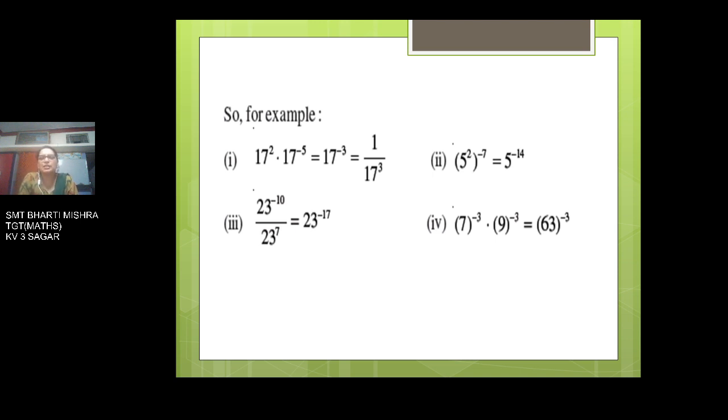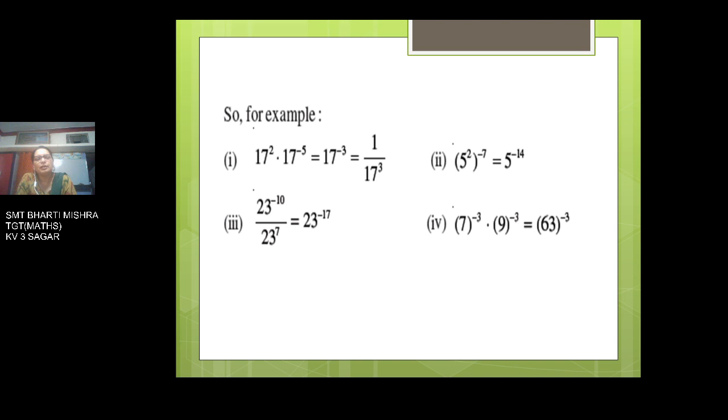Now coming to the next example, it is 5 to the power 2 whole raised to the power minus 7. Here both the exponents are multiplied. So 2 into minus 7 comes to be minus 14. 5 to the power minus 14.